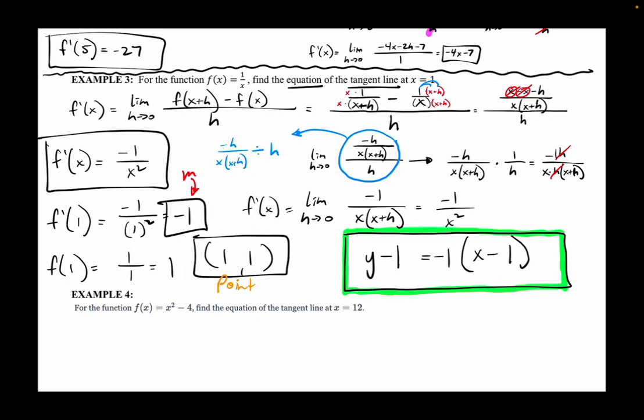What did we do with the derivative? Found the slope. How did we do that? Plug in the x value to get the slope, negative 1. What was the next thing we did? Found the point, and then plugged it into the equation. Because that process that we just did right there, you're going to do a lot.